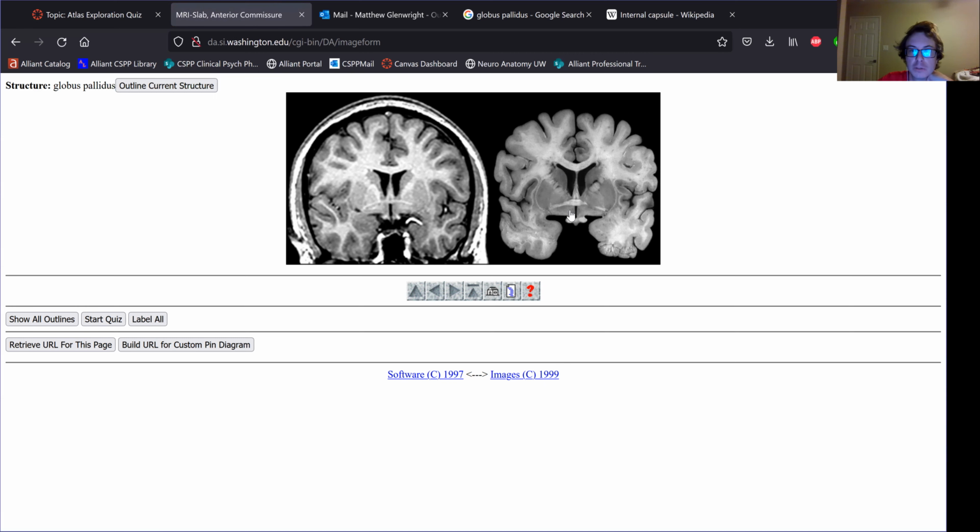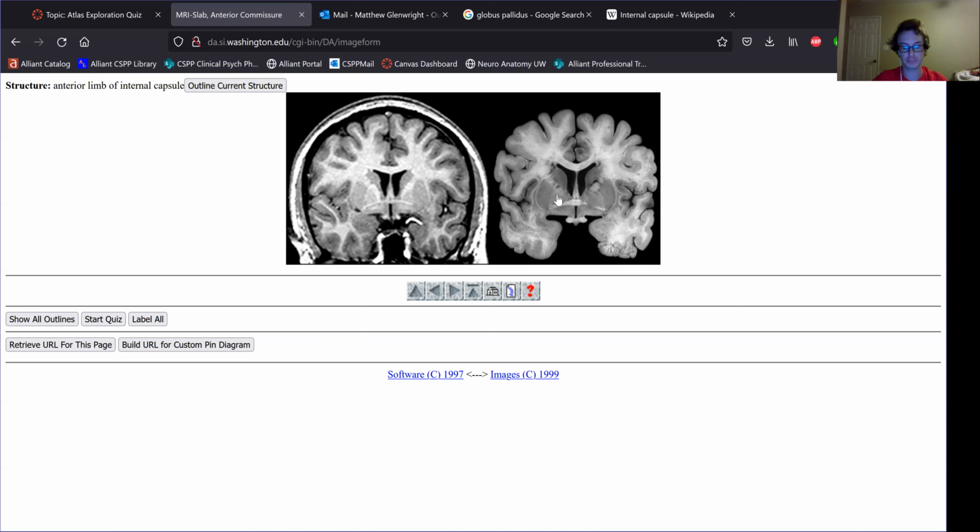And this is a nice picture also, because we can also see the internal capsule, which I don't think has a really good picture on the 3D images. But the internal capsule runs between the caudate and putamen, kind of separates them out. And that's right here.